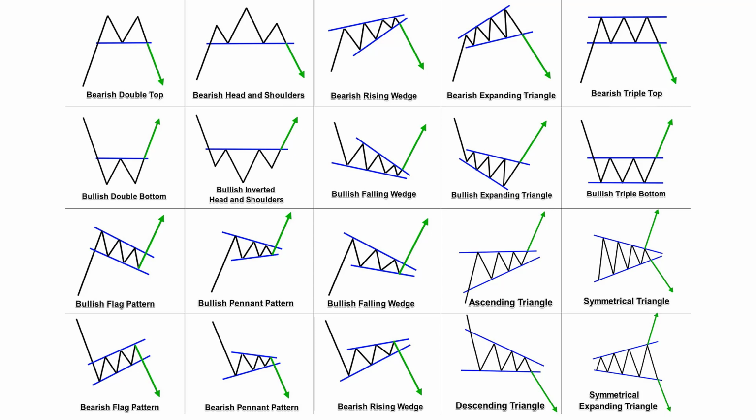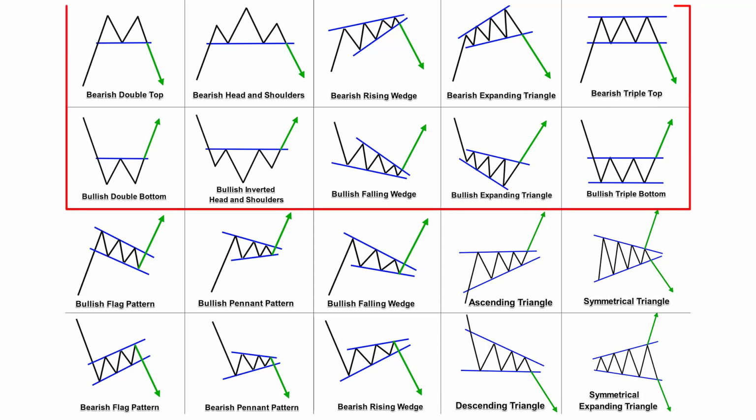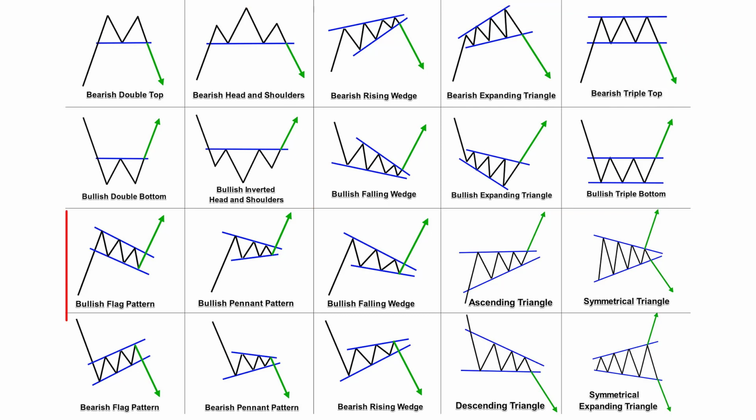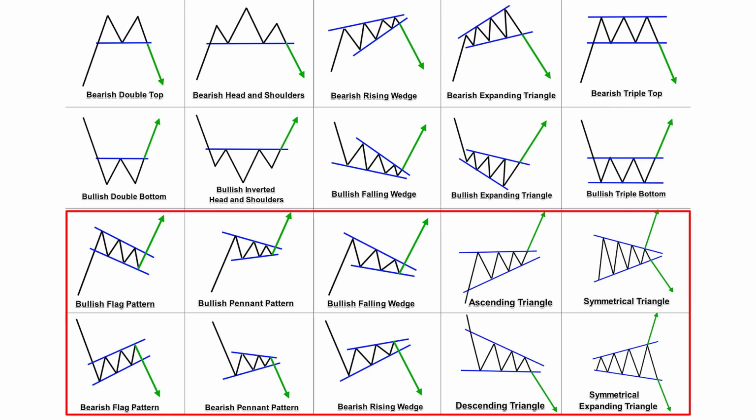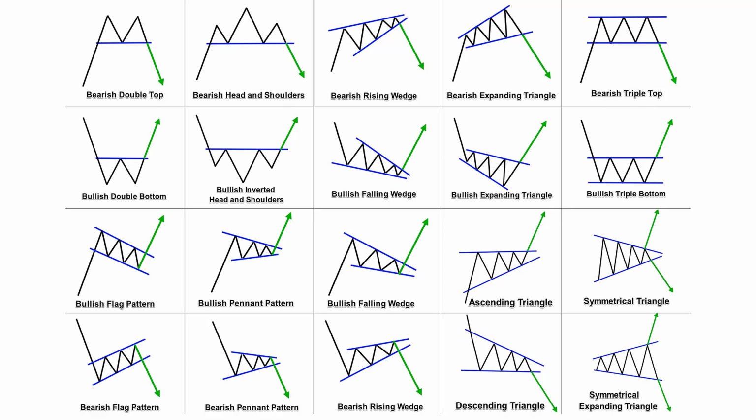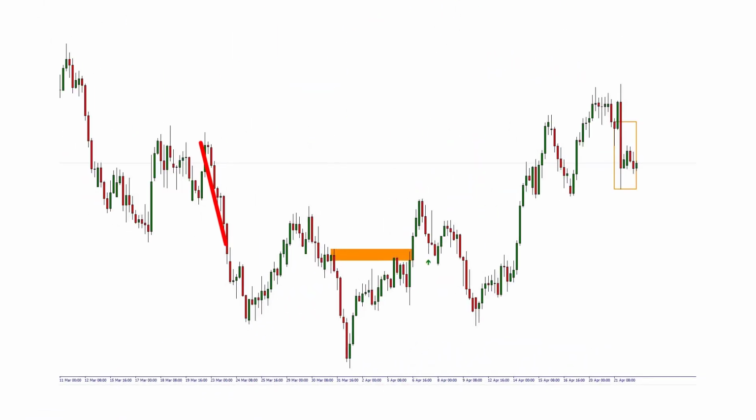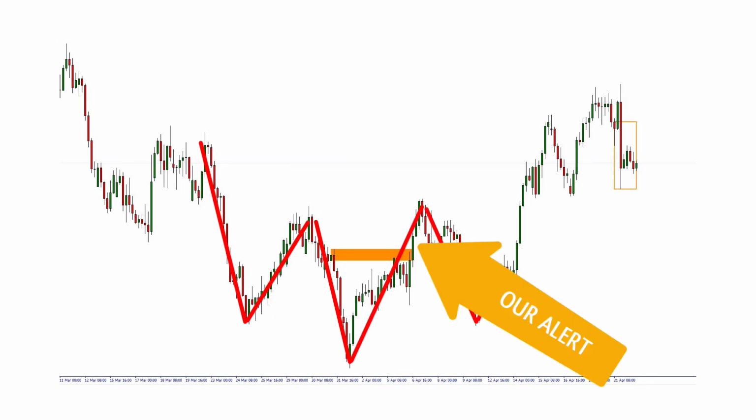So the ones at the top you can see here, the first row and the second row, those are the reversal patterns. And the ones on the third row and the fourth row, those are the continuation patterns. So the idea behind the market reversal alerts indicator is to tell you when these potential patterns are playing out. So each of these patterns will have a break in market structure at some point. And what the alert indicator is doing is telling you when that happens.